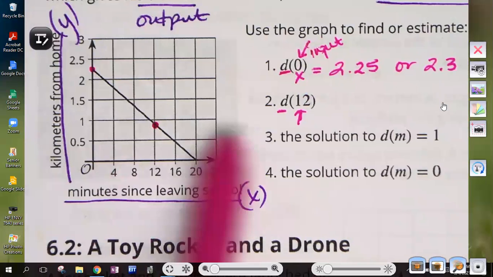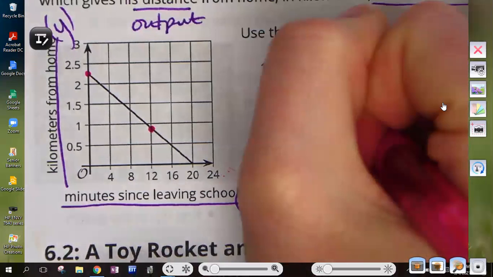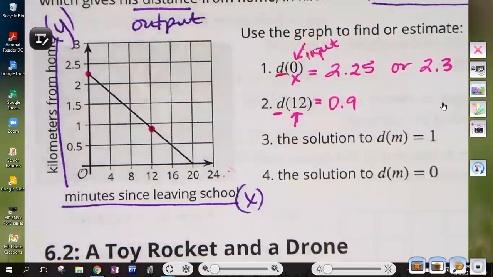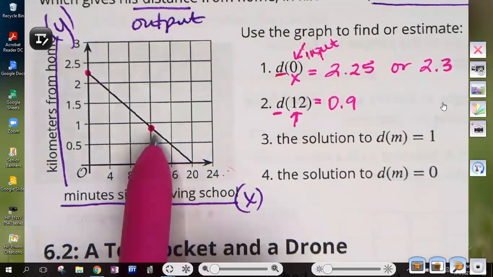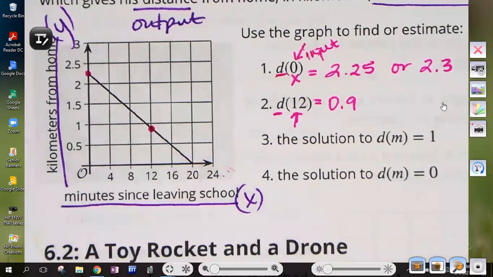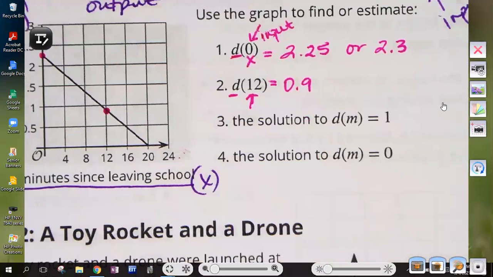So about what is the distance from home? About 0.9, 0.8, 0.85, whatever. Okay. My book says 0.75. Whatever. I would think that would be 0.7, more halfway would be 0.75, but that's a good answer. That's a good estimate to me.